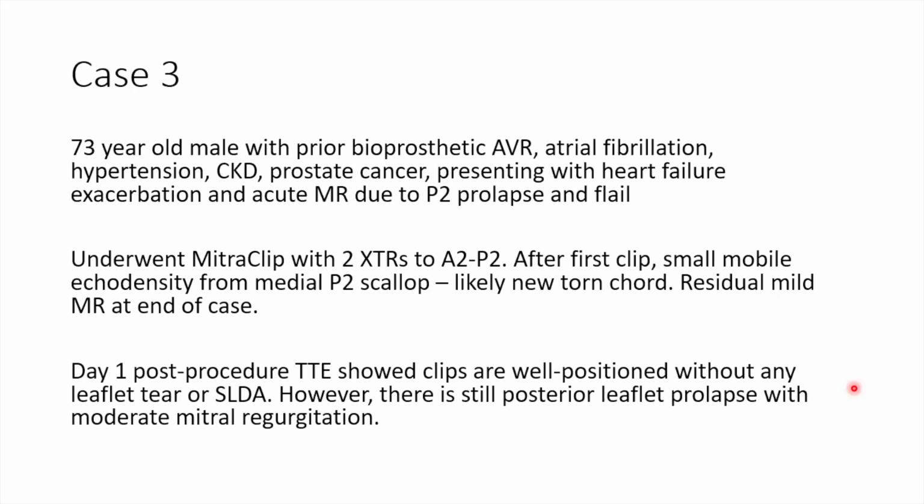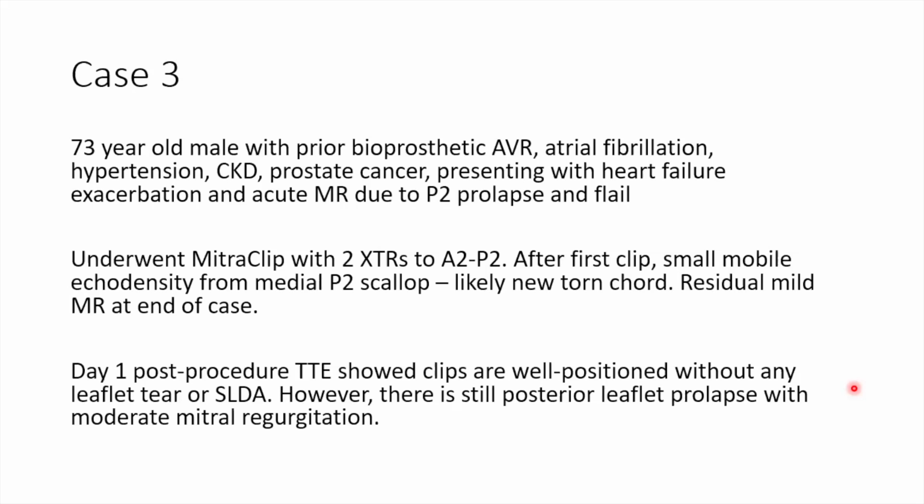So I'm wary of the time here, but I thought I'd go through the last case to highlight the presence of recurrent MR a couple of years later. This is a 73-year-old male with prior bioprosthetic AVR, atrial fibrillation, hypertension, CKD, prostate cancer, who comes in with heart failure exacerbation and acute MR because of P2 prolapse and flail. He undergoes 2 clips to A2P2. But at the end of the first clip, they actually see a new mobile echo density, which was likely a torn cord, but it was still mild residual MR at the very end.